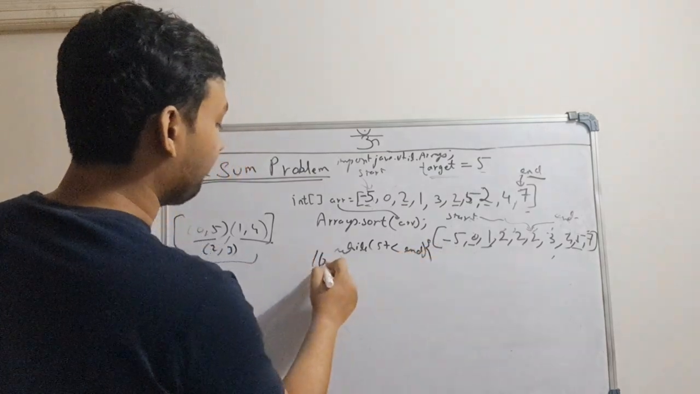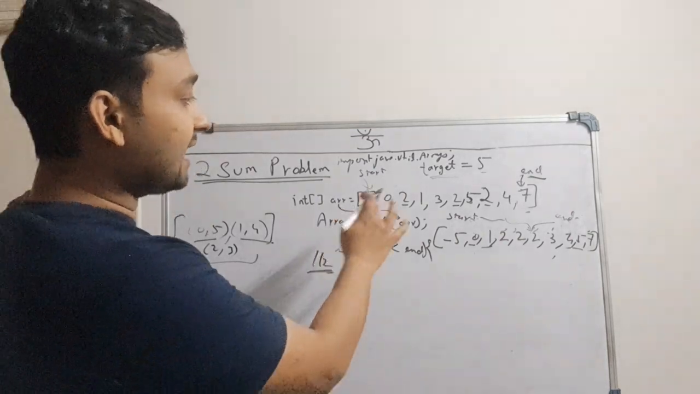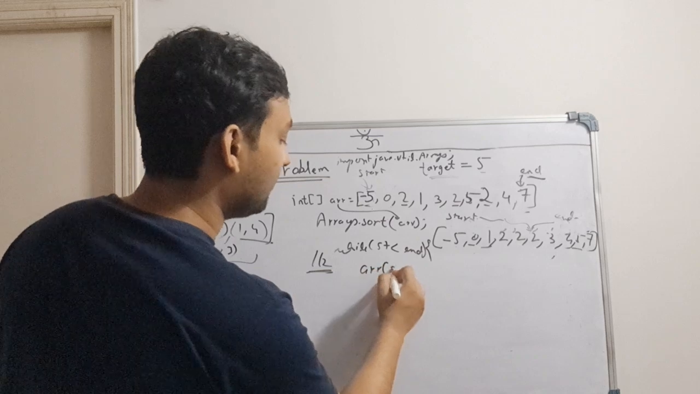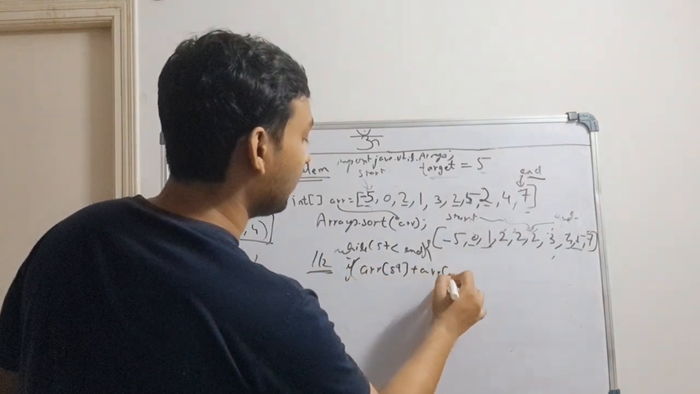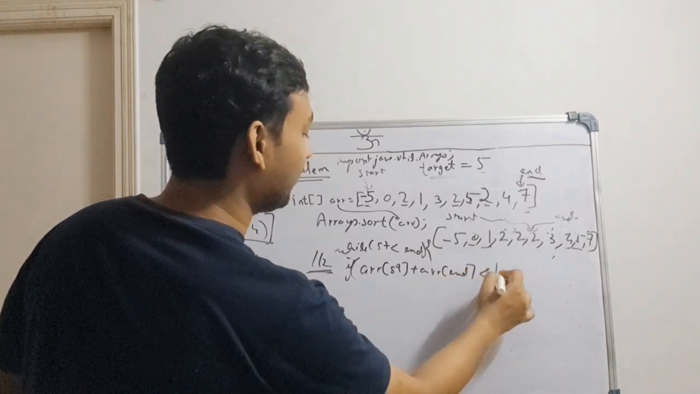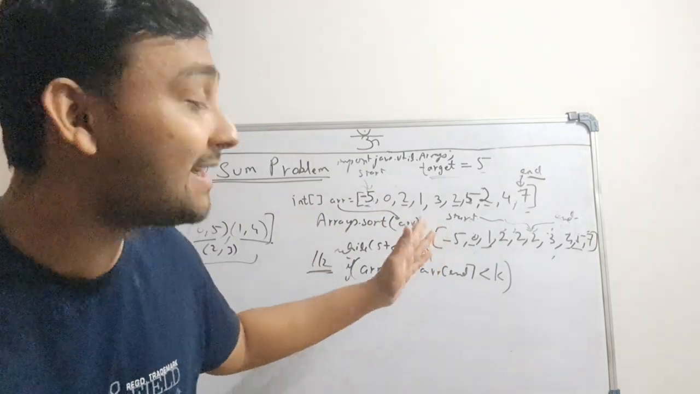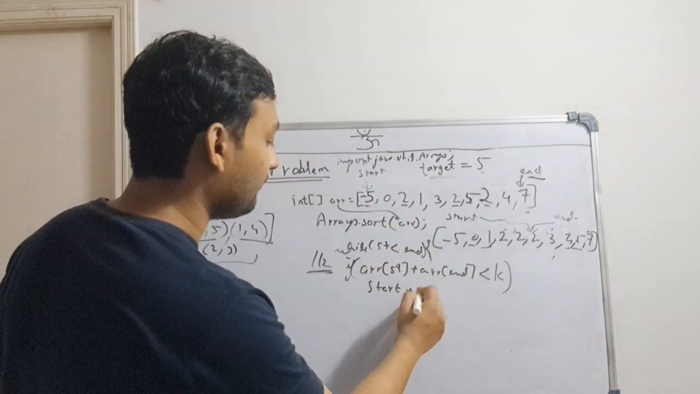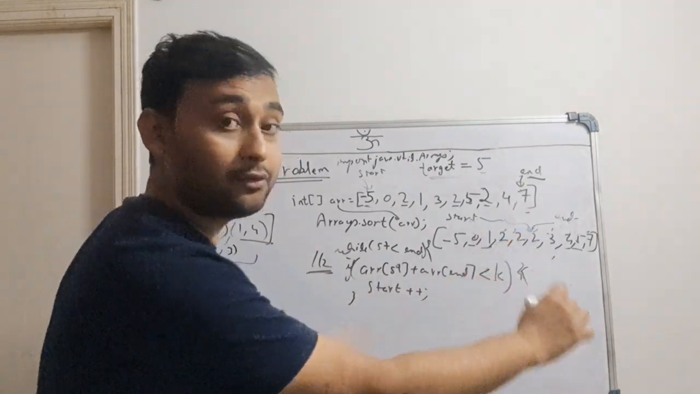My second case, what is my second case? My second case will be when array at start plus array at end is less than k. What we have to do when it is less than k, I have to reach closer to my target. That means I have to do start plus plus. Okay. This way we have to go.